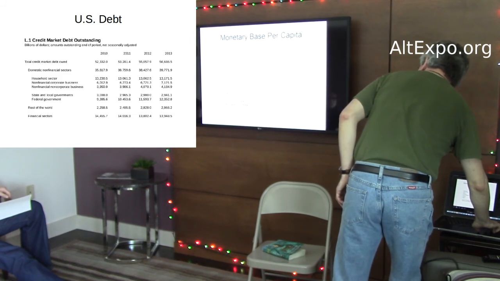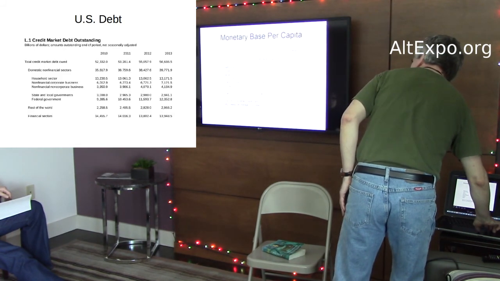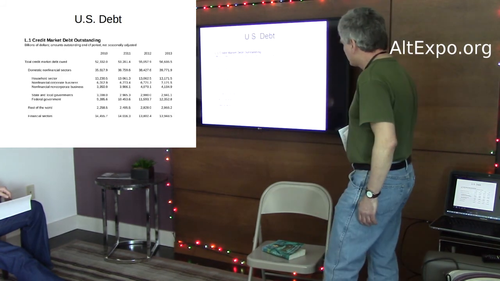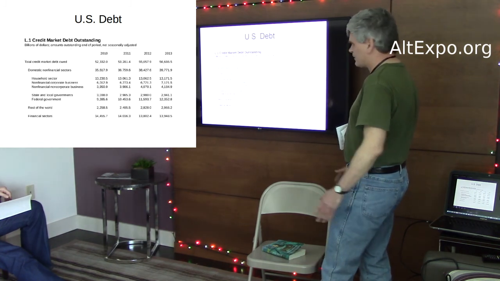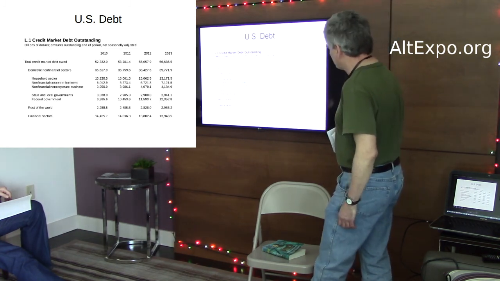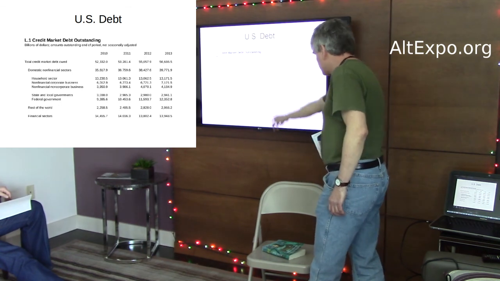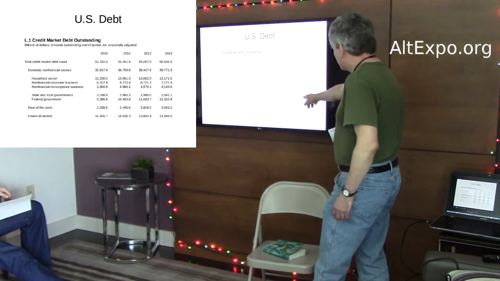Okay, so we talk about the monetary base, but where does that really show up? And it shows up in debt. We have exponentially growing debt, and people talk a lot about the federal debt, which is down here, 12 trillion.